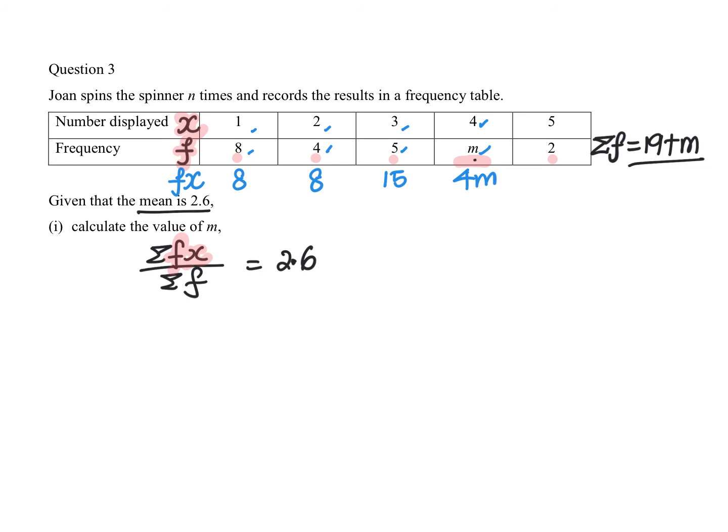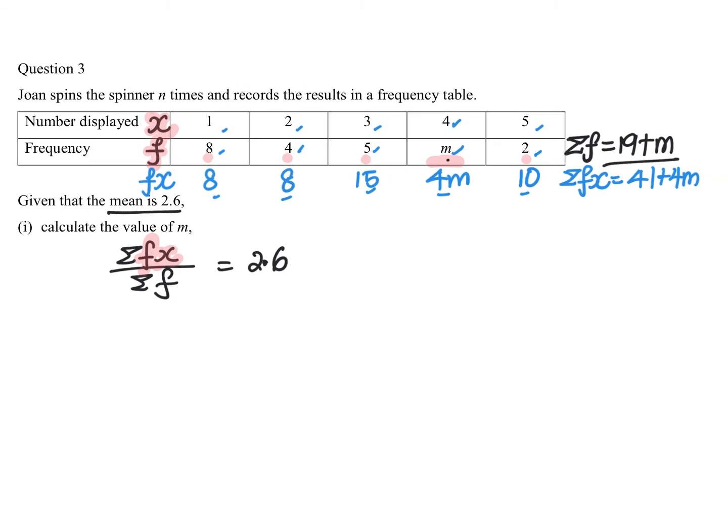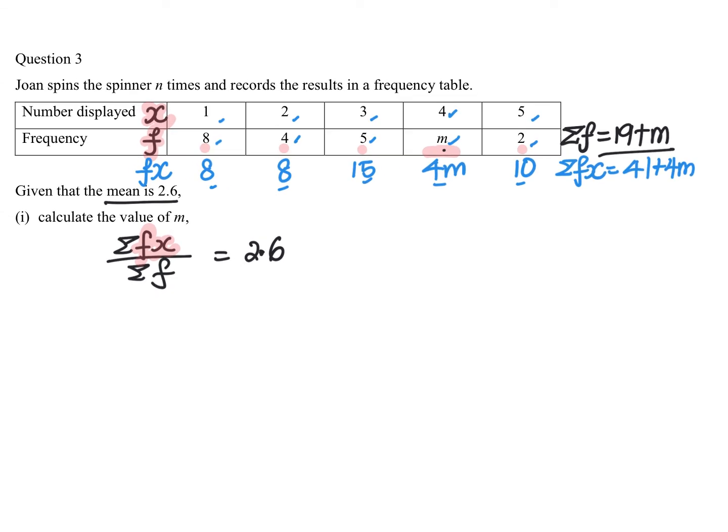4m. Then this one is 5 times 2, 10. So what do you know about our total sum of our frequency times the data value? I'm going to add all these numbers up. 8 plus 8 plus 15 plus 10, that gives me 41, and I need to add the 4m, so 41 plus 4m over here.